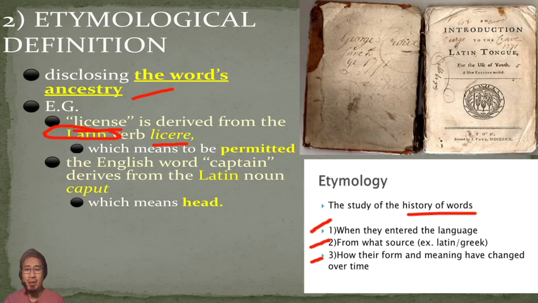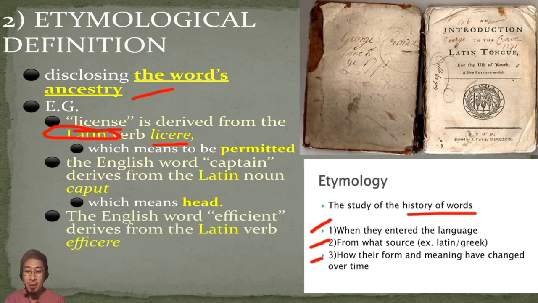So there is a similarity with synonymous. But in contrast with synonymous, etymological shows the old language. The English word efficient derives from the Latin verb efficere, which means to bring about. So it means that if you are efficient, you have produced a certain output.